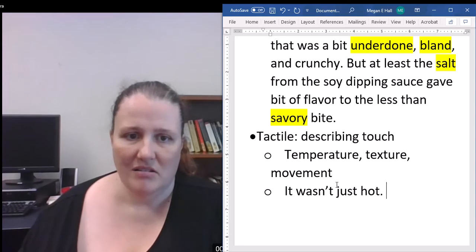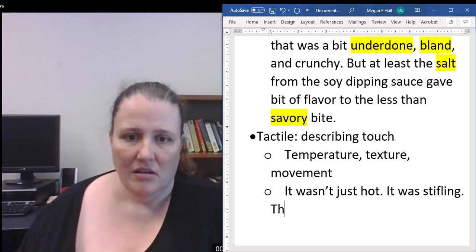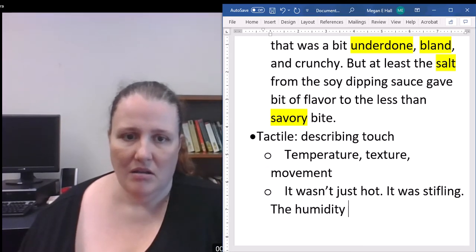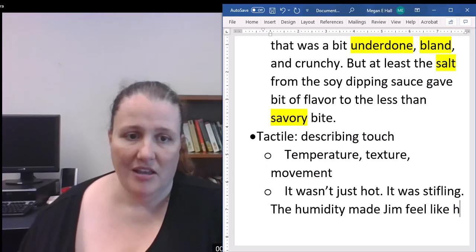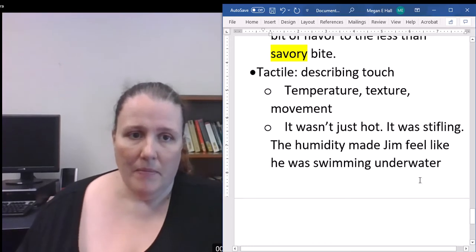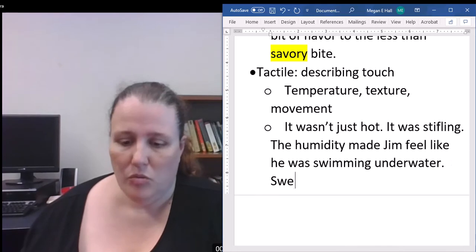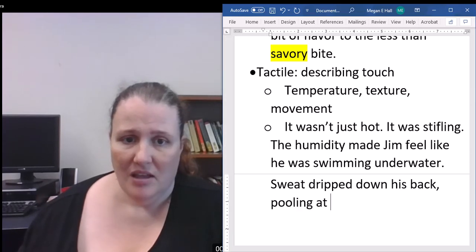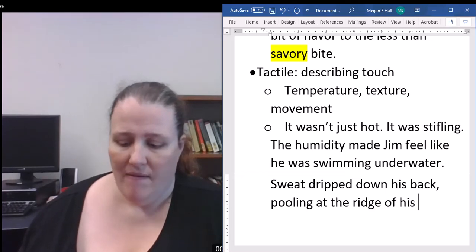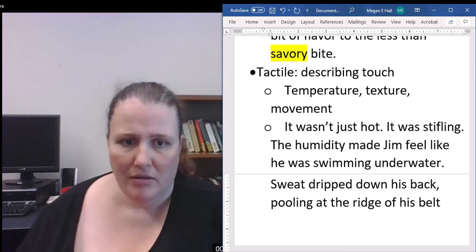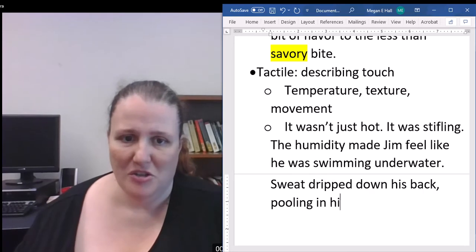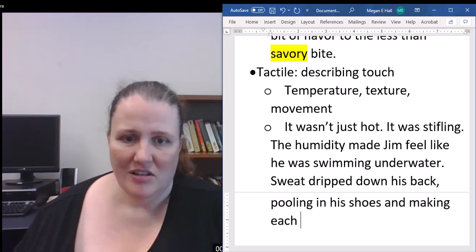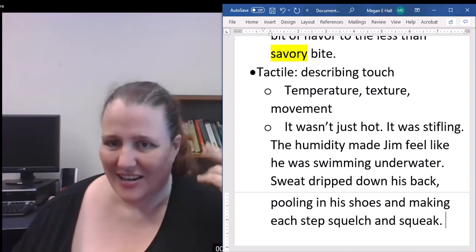It wasn't just hot. It was stifling. The humidity made Jim feel like he was swimming underwater. So again, for imagery here, we have kind of a little bit of a simile. Humidity made Jim feel like he was underwater. Sweat dripped down his back, pooling in his shoes and making each step squelch and squeak. A little bit of kinesthetic and auditory.